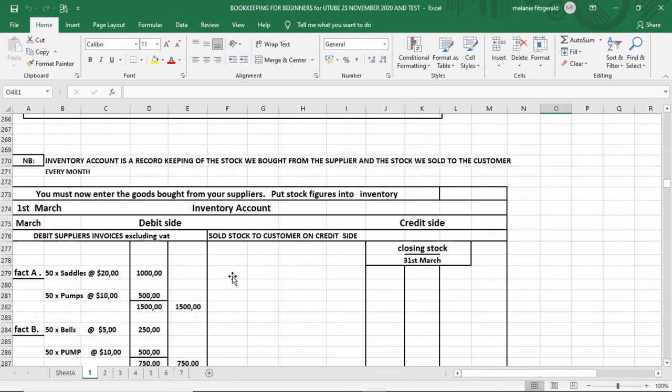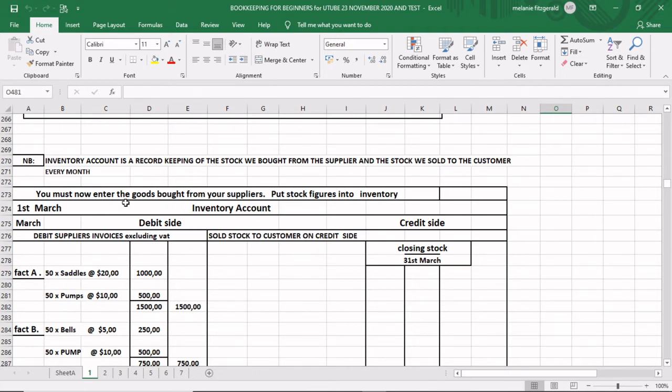All right. Now we're going to take that stock we bought from those factories and enter that stock into our inventory account. But very important, this is what you need to understand. An inventory account is a record keeping of the stock we bought from the supplier and the stock we sold to the customers every month. So basically, it's keeping a record of our ins and goings, our coming in of stock and our going out of stock. That's what it is. It's an accurate record of that.